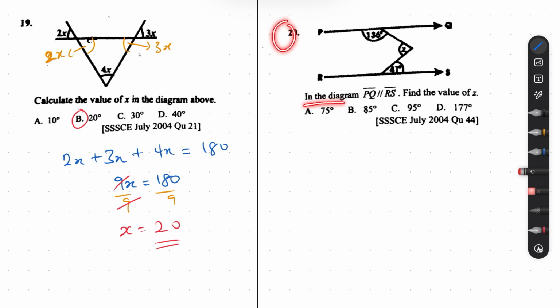In the diagram, PQ, which is this line, is parallel to RS. So these two lines are parallel, they will never meet, not even at infinity. Find the value of Z. We want to find this value. Very simple to do actually. So what we do is, let's draw another parallel line through Z. Now this line is parallel to this. We are assuming that it's parallel to all of these, so all these lines are parallel to each other.